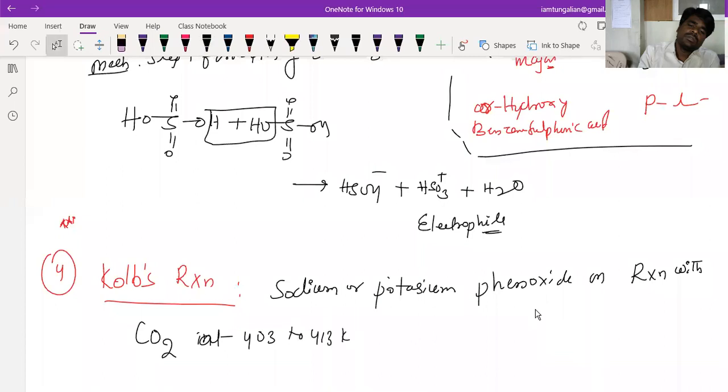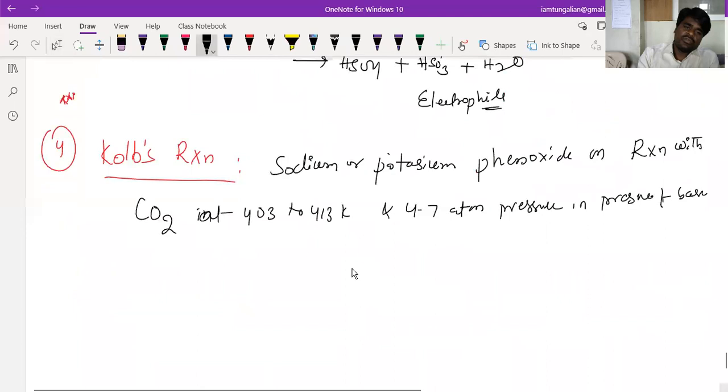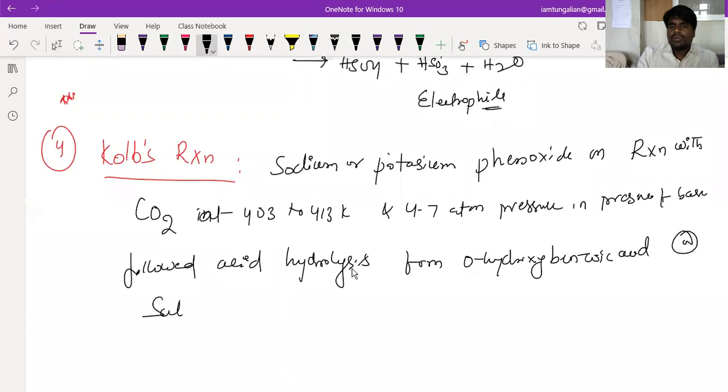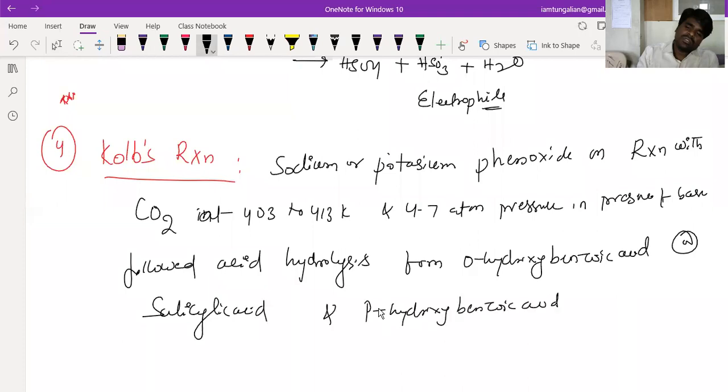403 to 413 Kelvin and 4 to 7 atm of pressure, in presence of this, followed by acid hydrolysis, gives orthohydroxy benzoic acid, or we call this salicylic acid. What do you call it? Salicylic acid.